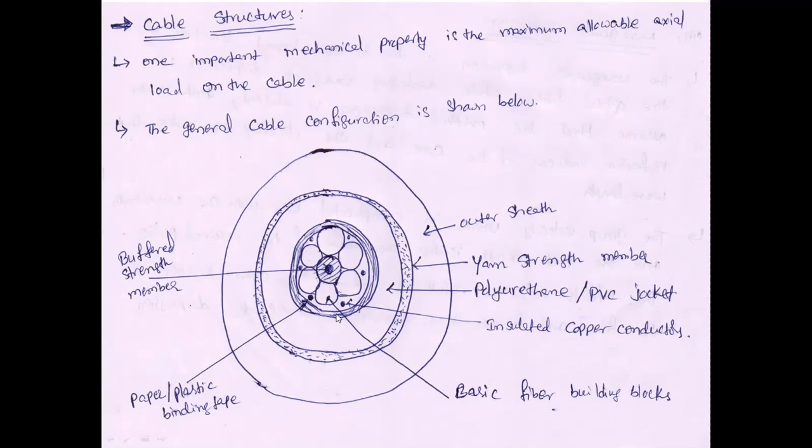Next, see this one, the next layer. After this layer, we are using insulated copper conductors. The next one is a binding tape. After this, we are using a PVC jacket for protecting all the optical fibers. After this, we are using an iron strength member. Next, we are going for the outer sheet. This is a procedure to fix a cable structure in real-time applications. That is, we fix 6 optical fibers, and the outer sheet is for protection from physical damage.